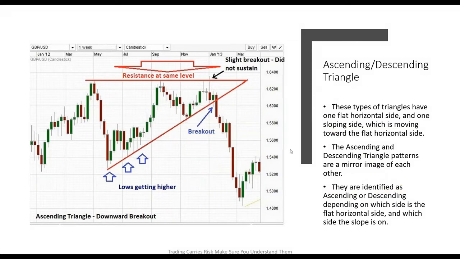So here we have the ascending and descending triangle. The rules are the same. Everything happens exactly the same. You have an uptrend in an ascending triangle. The bottom support line is ascending upward, and the resistance line is flat.